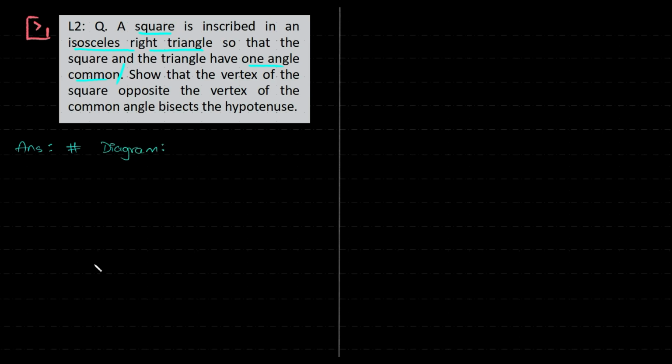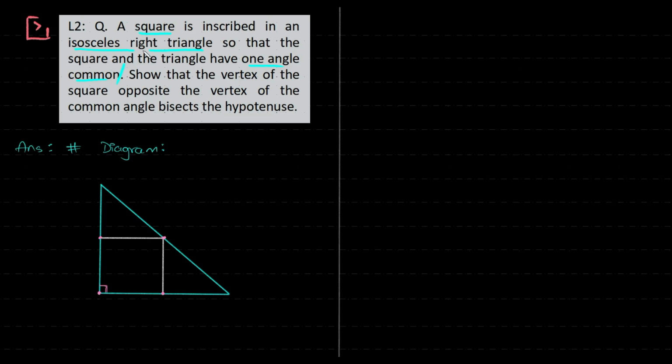So let's consider a triangle ABC, something like this, which is also an isosceles triangle. And then we have a square inscribed. Inscribed means what? Here we have the vertices touching the sides of the triangle, all the vertices. Right, and one of the angles is common.